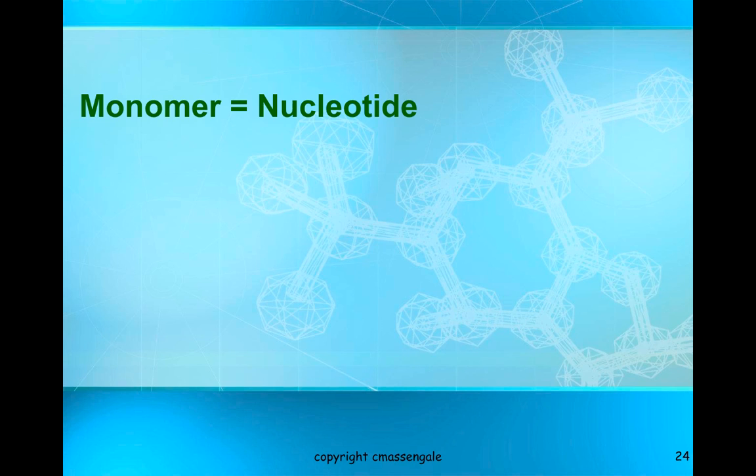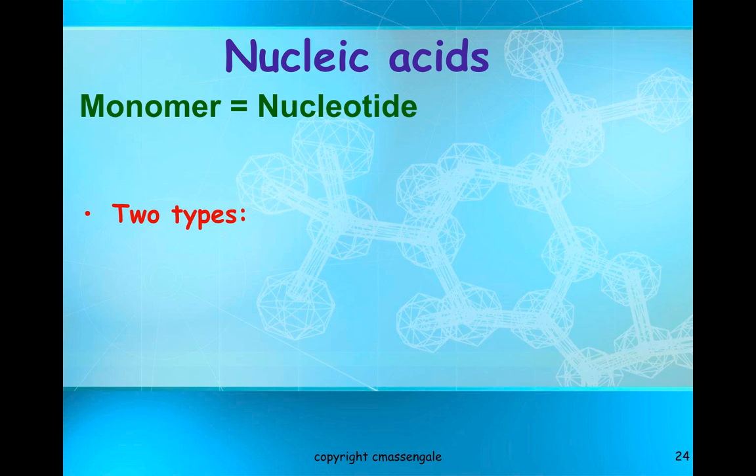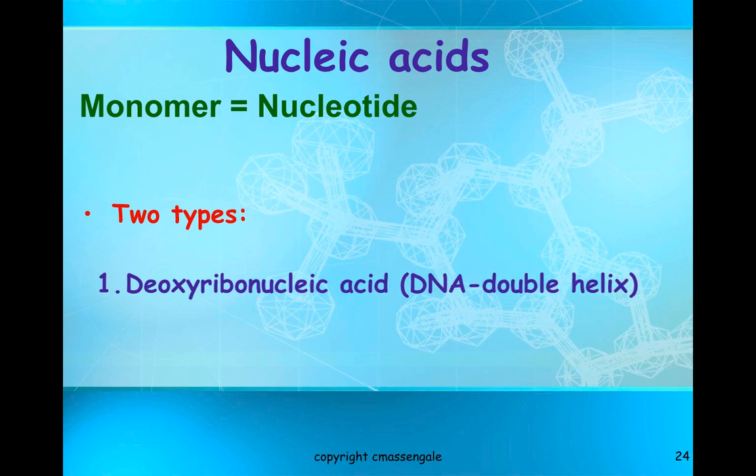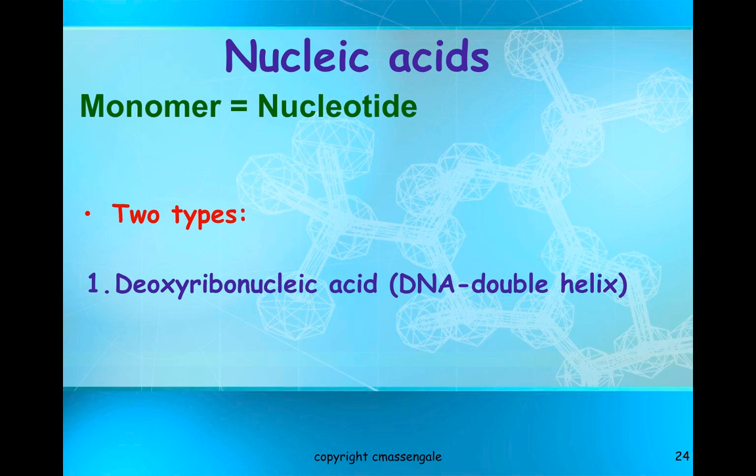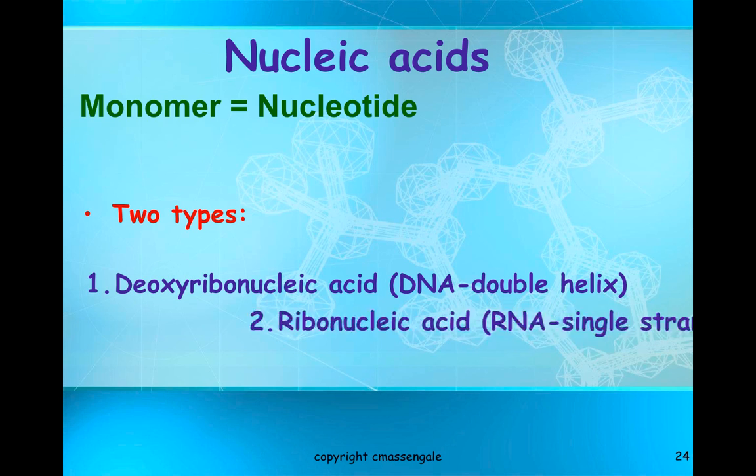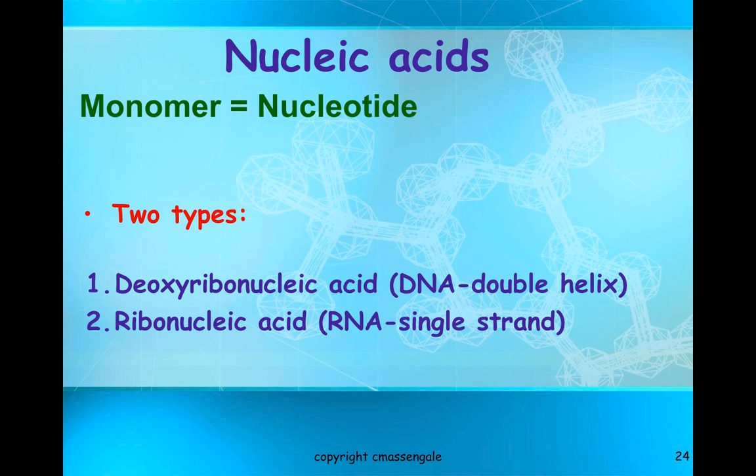Nucleic acids. The monomer of a nucleic acid is a nucleotide. There are 2 types. One is deoxyribonucleic acid, also known as DNA, and has a double helix. The second type is a ribonucleic acid, also known as RNA, and it is a single strand.